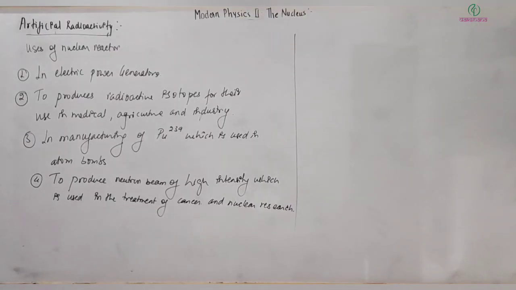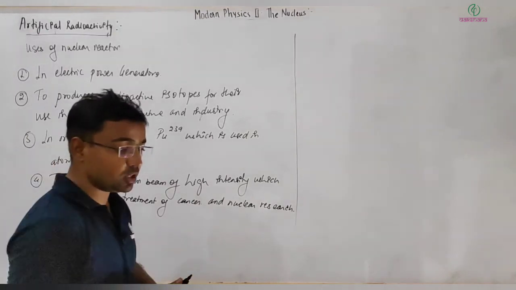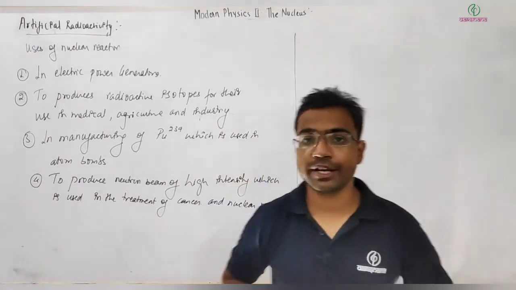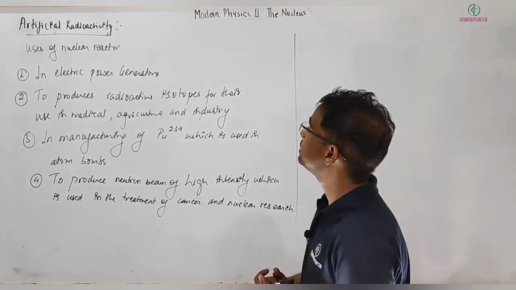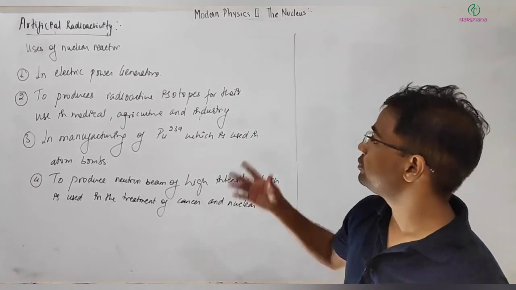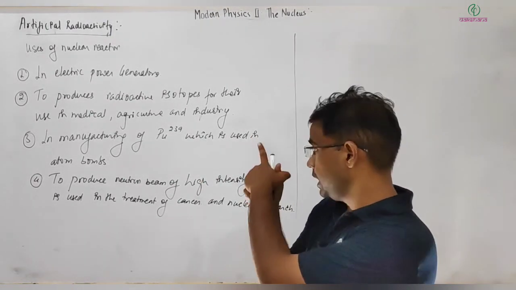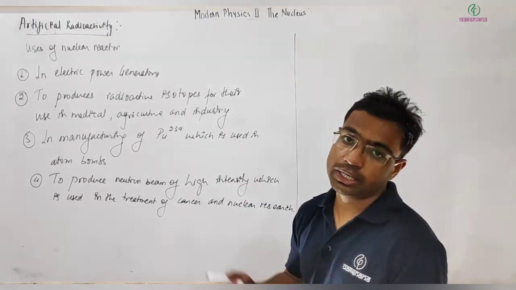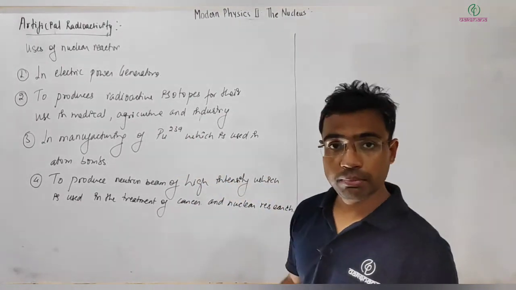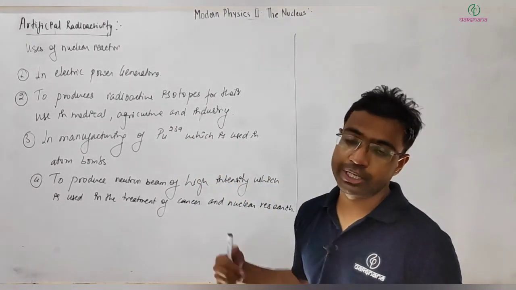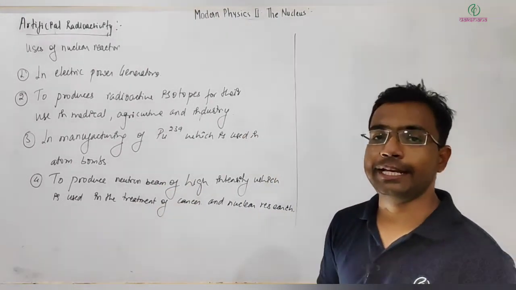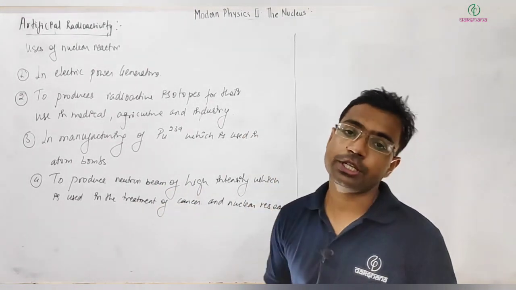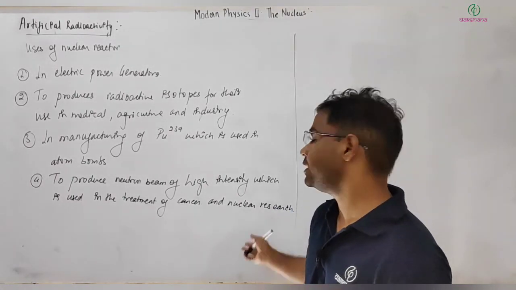Some of the applications or uses of a nuclear reactor are: first, the main use, which is the generation of electric power. Also to produce radioactive isotopes for use in medicine, agriculture and other industries, and in the manufacturing of plutonium 239, which is used in atom bombs, and to produce neutron beams of high intensity, which are used in the treatment of cancer and other nuclear research.